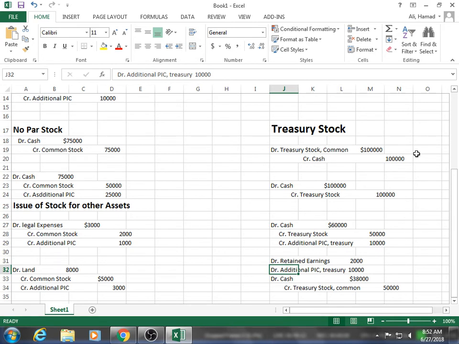Now, what if we retire those shares, the treasury stock? Retiring means it's no longer authorized, no longer issued, no longer outstanding, completely out. Now let's just read this paragraph on the retirement of treasury stock.